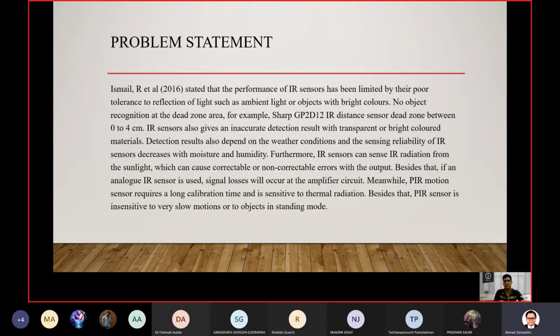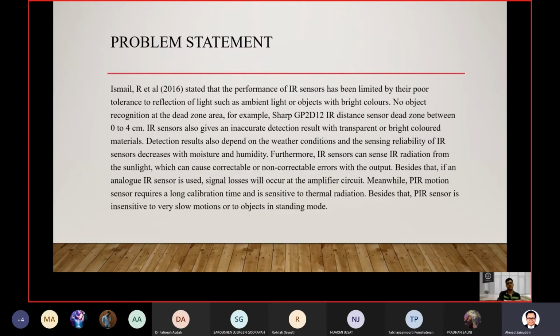et al. 2016 stated that the performance of infrared sensors has been limited by their poor tolerance to reflection of light, such as ambient light or objects with bright colors. No object recognition at dead zone area, for example, a sharp GP2D12 infrared distance sensor dead zone between 0 to 4 cm.